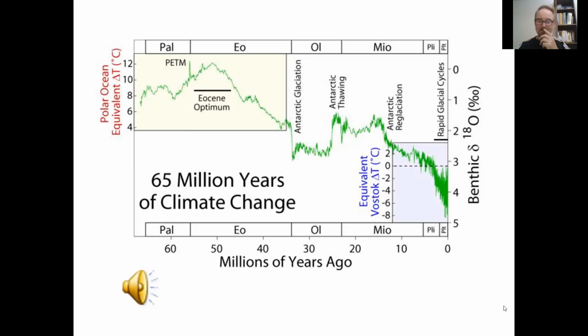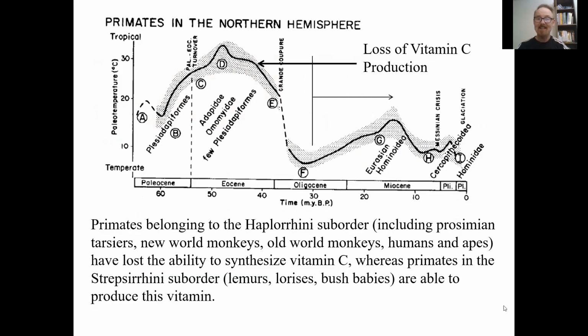Well, here's what happens: we produce what we call vitamin C dependency at this particular period of time. Primates become dependent on vitamin C. It's amazing. Let's have a look at this. So here is the point at which we lose the ability to make vitamin C in the haplorhine group.